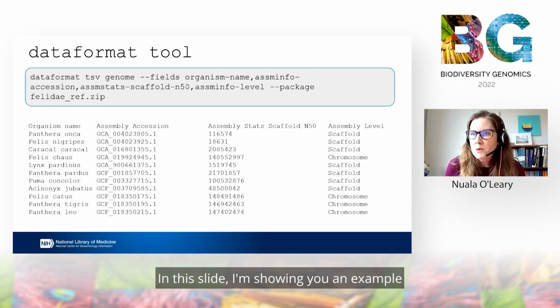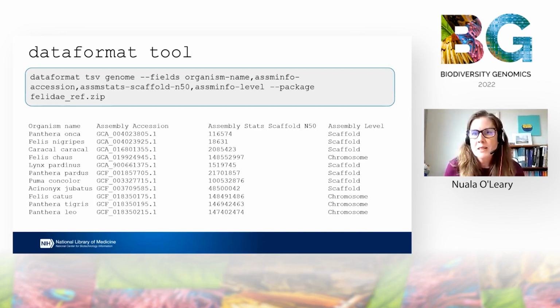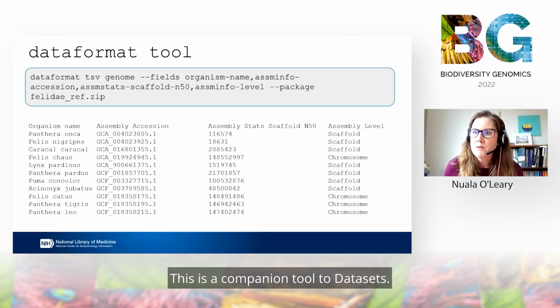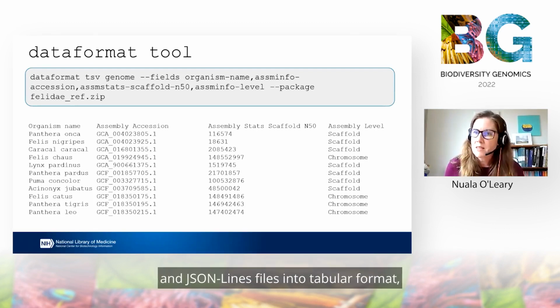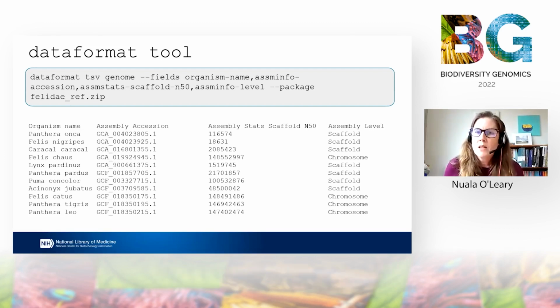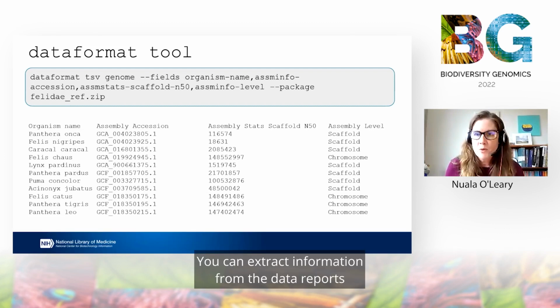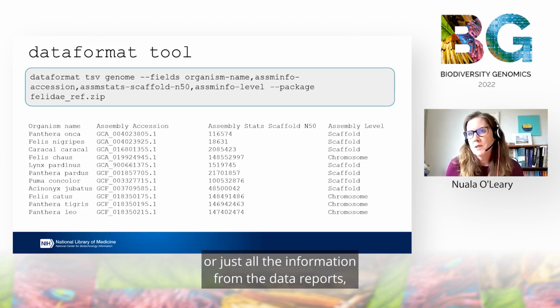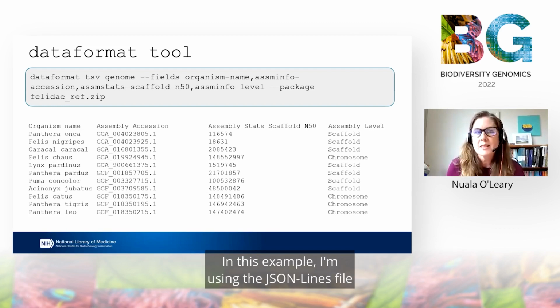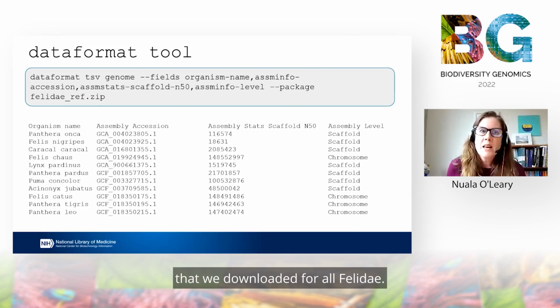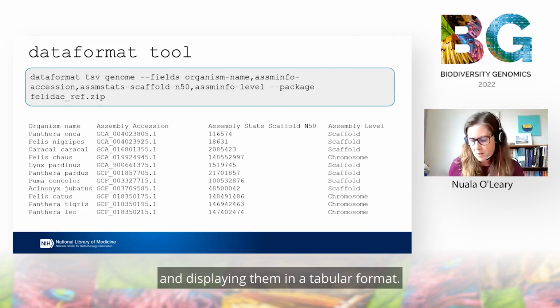In this slide, I'm showing you an example of using the dataformat tool. Dataformat is a companion tool to datasets, and allows you to export metadata from the JSON and JSON lines files into tabular format, either TSV or Excel. You can extract all the information from the data reports, or you can select the relevant fields that you need. In this example, I'm using the JSON lines file that we downloaded for all Felidae, and I'm extracting a few fields of metadata and displaying them in a tabular format.